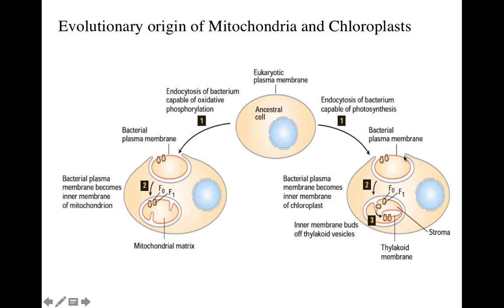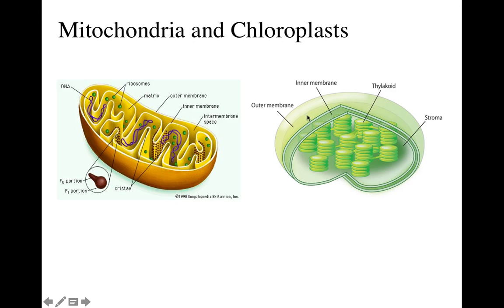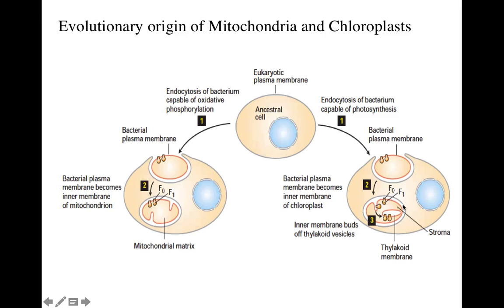So when this bacterium was engulfed by the eukaryotic cell, this turned again into a double membranous structure, the outer membrane and the inner membrane. This is the outer membrane of the chloroplast and this is the inner membrane of the chloroplast. The inner membrane is basically the plasma membrane of the bacterium, while the outer membrane here is basically the membrane of the eukaryotic cell. So this developed into a double membranous structure, what we call chloroplasts.